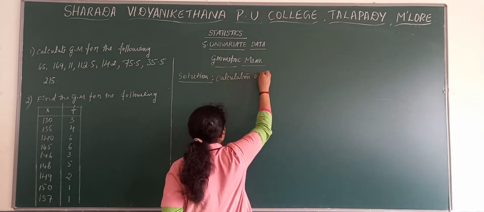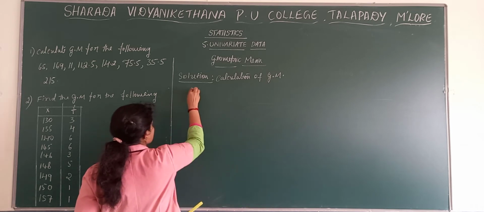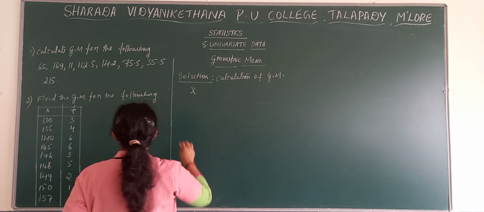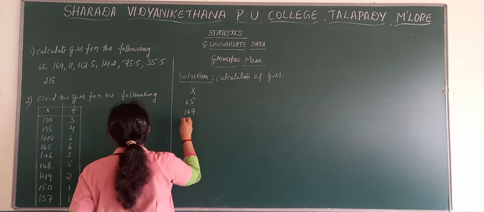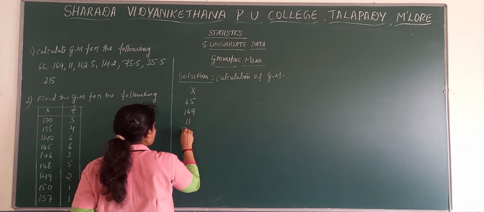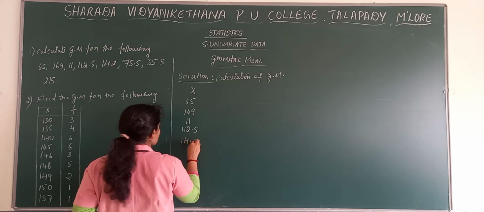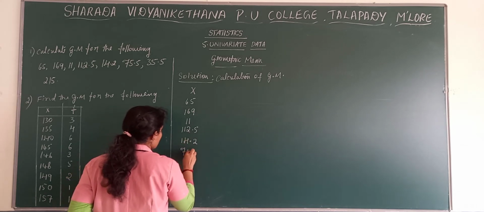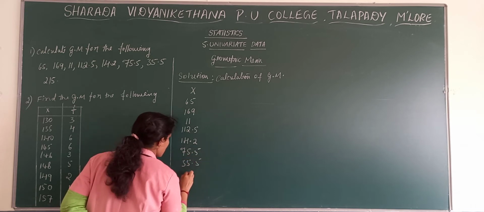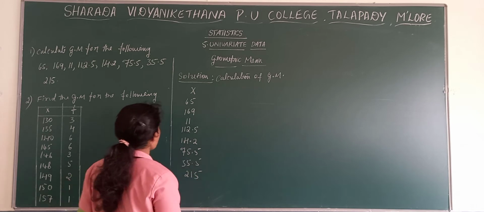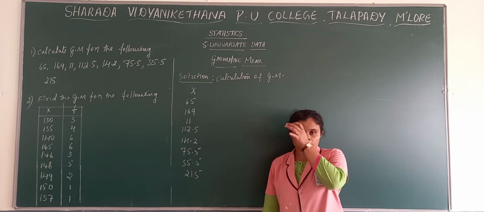Calculation of geometric mean. Now, we'll write the x values which they have given: 65, then 169, 11, 112.5, 14.2, 75.5, 35.5 and 250. How many observations are given? 8 observations are given here.